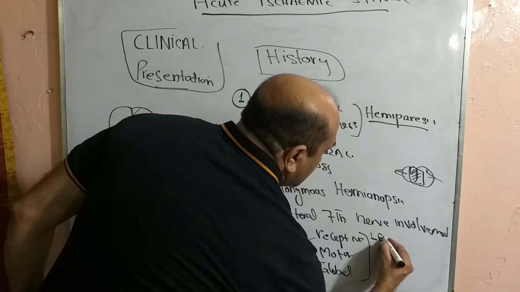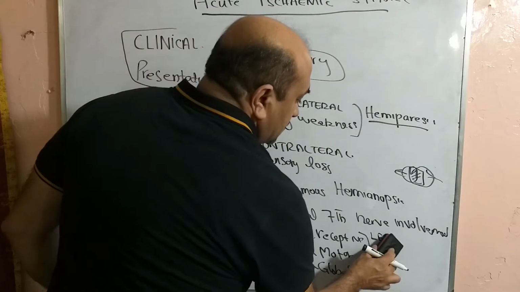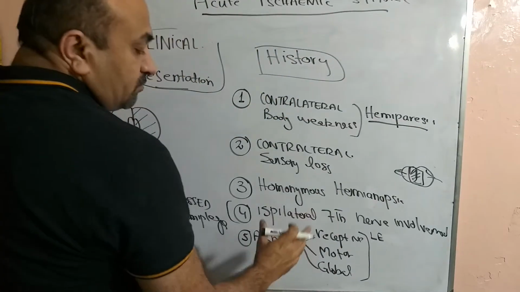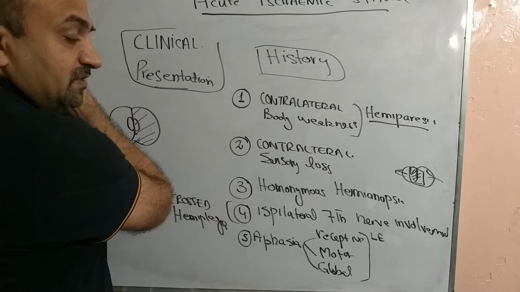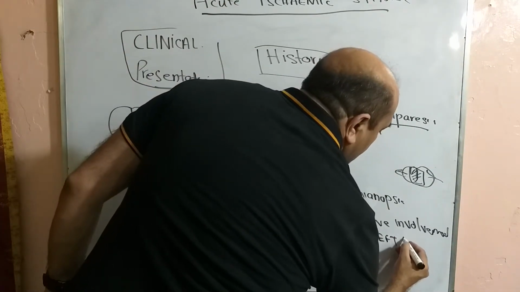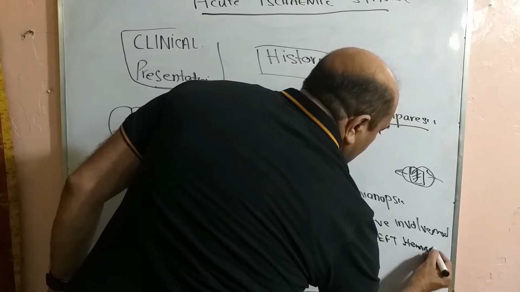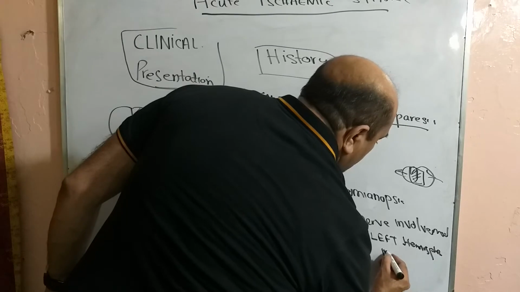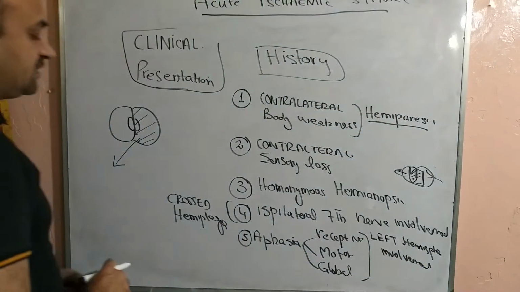Left cerebral hemisphere involvement causes aphasia, because the speech areas are located on the dominant side, which is the left side.